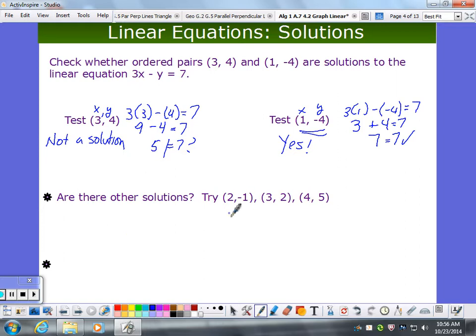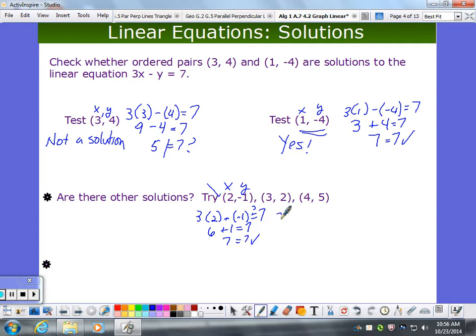Now getting back to this, are there other solutions, which is Sam's question. Let's try some of these points and see. So here's some other x, y pairs. Well, let's give it a try. So we're going to have here 3 times 2 minus y. Does that equal 7? Yes. That's a 6. Negative negative is a 1. 6 plus 1 is 7. They match on both sides, so yes, it's a solution.